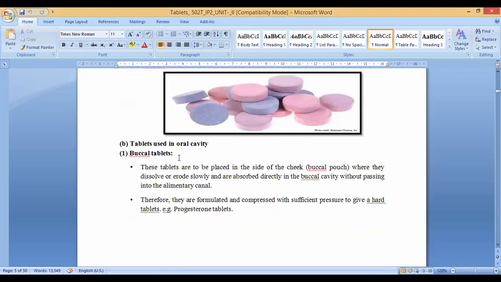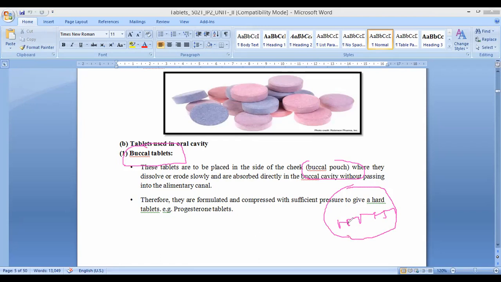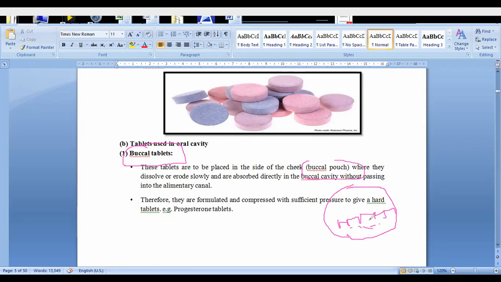Now let's see the next type, that is tablets which are used in oral cavity. The first example is buccal tablets. These tablets are to be placed inside of the cheek, that is the buccal pouch. For example, if these are the teeth, between the teeth and the cheek, suppose this is the outer layer, we have a pouch over here.